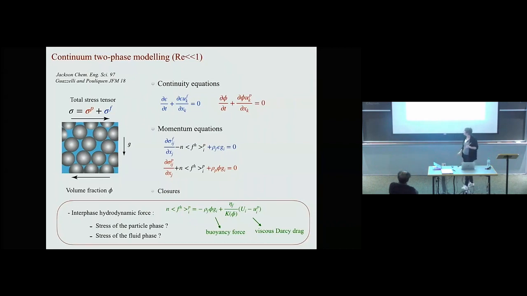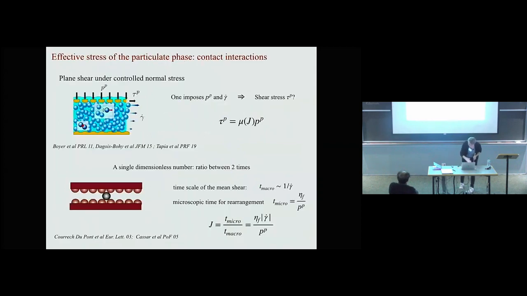For the interface hydrodynamic force, we choose to use a buoyancy force and a viscous Darcy drag because we have a really viscous fluid. So now, what about the stress of the particle phase and the stress of the fluid phase? For the particle phase, you have already seen a lot about this mu-phi rheology. We decided to use a granular rheology because, if we look at the particulate phase, all the grains interact only through contact. So if you take two grains and you move them together, you will have a friction force between the two grains.